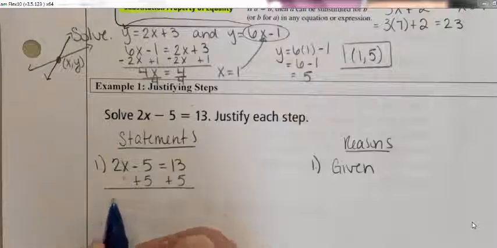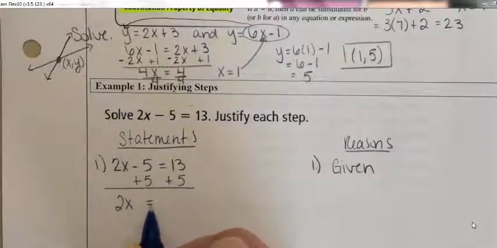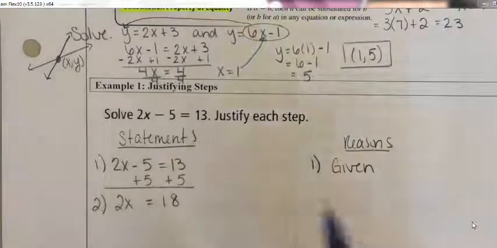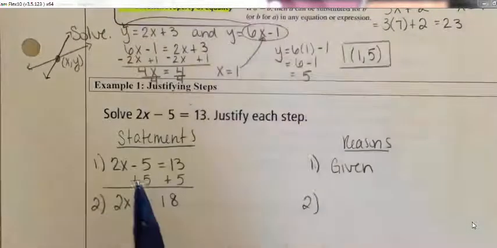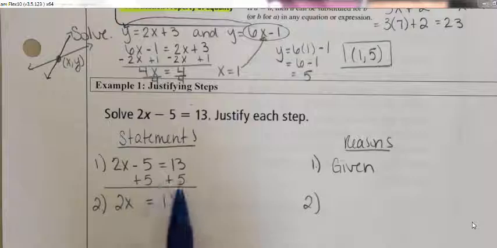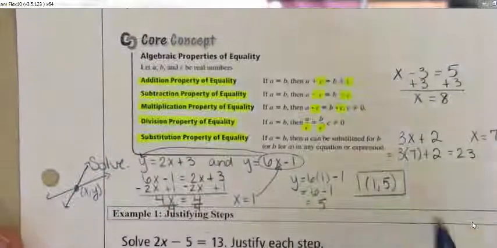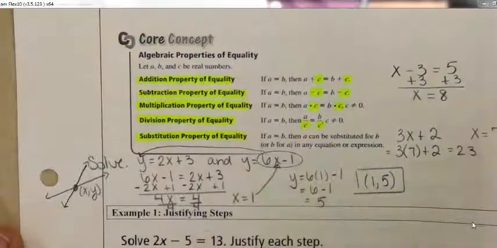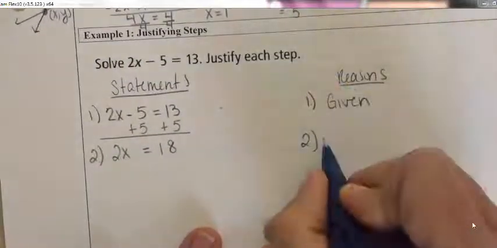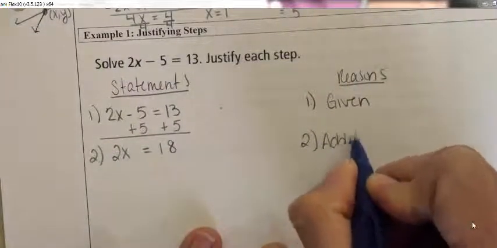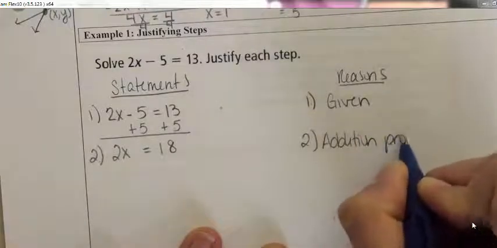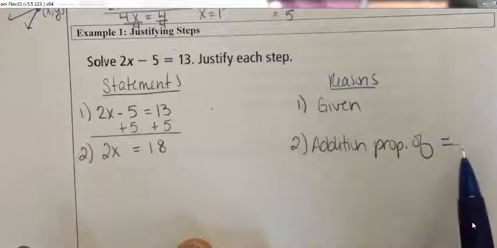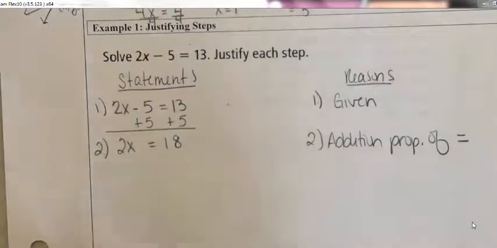And that leaves me with 2x equals 18. Okay, so for step 2 here, I ended up with 2x equals 18. What got me there? Well, I added 5 to both sides. So the property of equality that I used by adding something to both sides is the addition property of equality. I'll just abbreviate addition prop of equality, or equal sign.